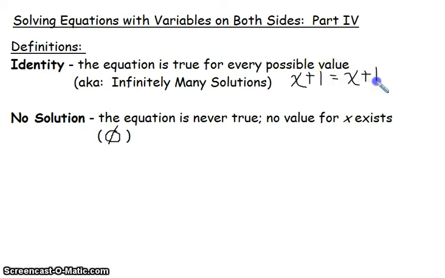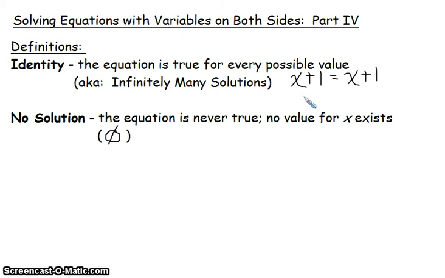Notice that both sides are exactly the same, and no matter what number you throw in there, 2 plus 1 is 3, 2 plus 1 is 3. You could put in negative numbers. A negative 1 plus 1 is 0. Negative 1 plus 1 is 0. These are both x's, which means that whatever number you pick, both of those x's will be replaced by that number. So you can't pick two different numbers. You can only pick one at a time, but it doesn't matter what number you pick. That equation will always be true. So that is an example of an identity, and its answer would be infinitely many solutions.